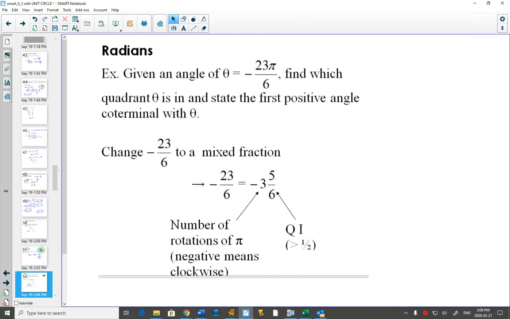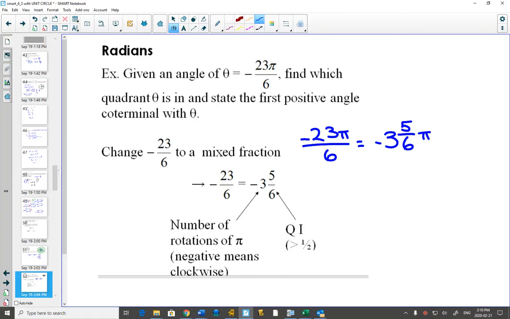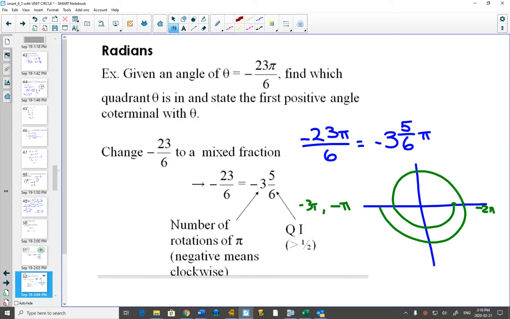But this one we're going to do without a calculator more often. And the technique that we're going to use is take the fraction and change it to a mixed fraction. So negative 23 pi over 6 is the same as negative 3 and 5 sixths pi. And instead of thinking about whole revolutions, pi is only halfway around. So if I have, starting here in the negative direction, if I go to here, this would be negative pi. I go all the way around, that would be negative 2 pi. This would be negative 3 pi. And then, so I need to go negative 3 and 5 sixths.